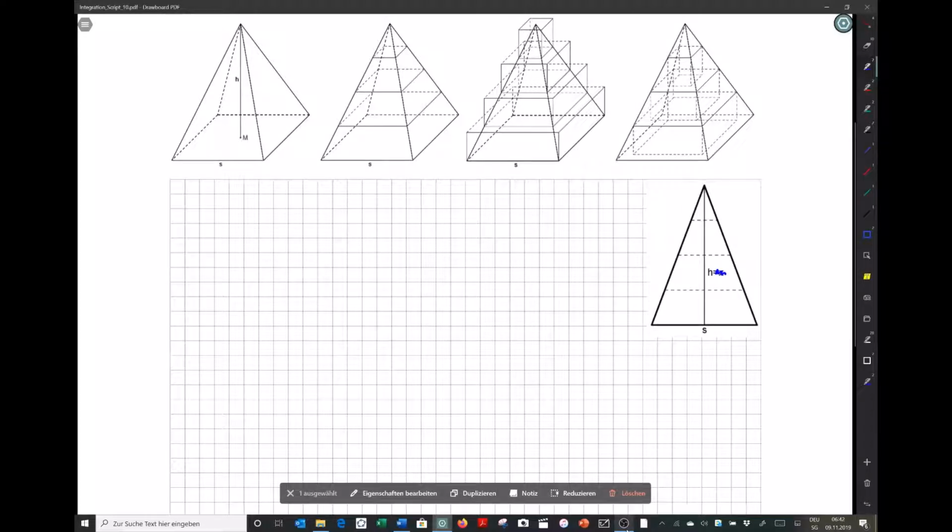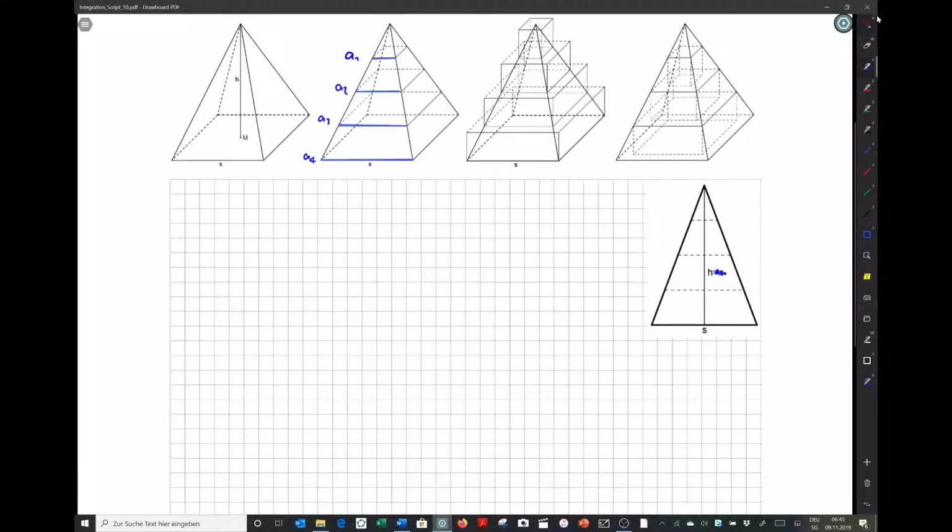So we want to find the volume of a pyramid with square base by approximating it with cuboids. To that goal, we cut the pyramid into 4 equally high slices, and then we name the side lengths of the square cross sections AK. So here we have A1, A2, A3, and A4. The cutting was done so that all the 4 slices have the same height.